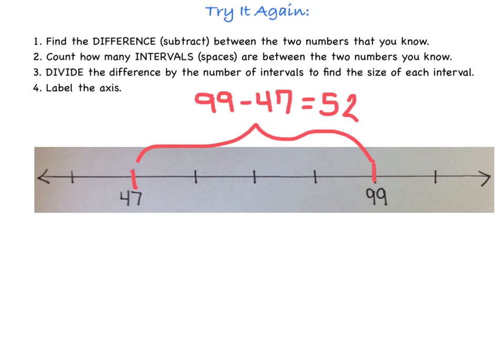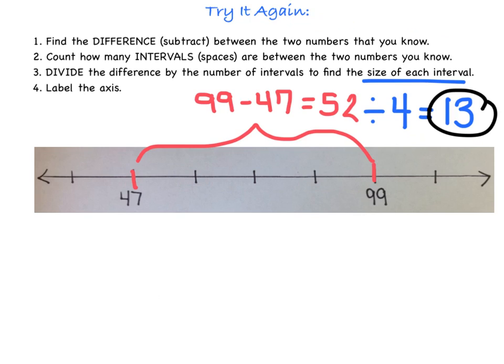Now, how many equal units is it broken into? Or how many equal intervals? Well, I see 1, 2, 3, 4 equal intervals. So I'm going to take 52 and divide it by 4. That was my third step there. Okay, divide the difference by the number of intervals to find the size of each interval. Well, 52 divided by 4 is 13. So what does that tell me? Well, that's really important information here. That 13 tells me how big each of these intervals are. So this one's 13, this one's 13, this one's 13. Every interval on this graph is 13 units.